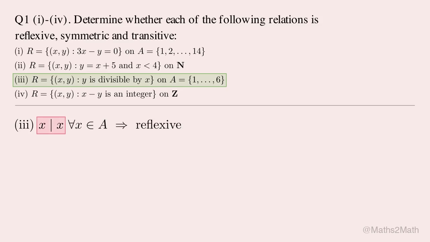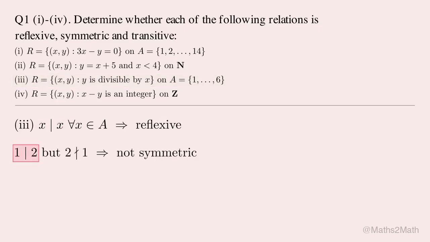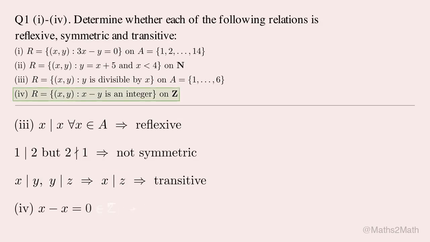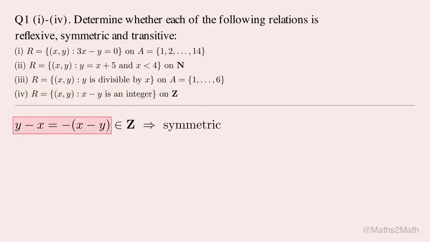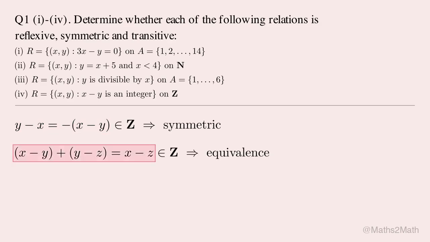Part 3. y divisible by x. Every number divides itself, reflexive. 1 divides 2, but 2 does not divide 1, not symmetric. If x divides y and y divides z, then x divides z. Transitive. Part 4. x minus y an integer. Any integer minus itself is 0, reflexive. If x minus y is an integer, so is its negative, symmetric. And two integer differences add to an integer difference, transitive. An equivalence relation.